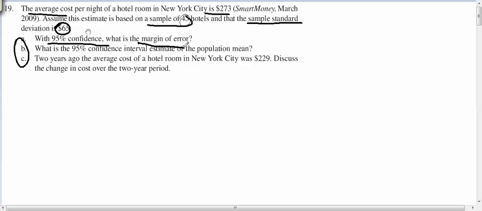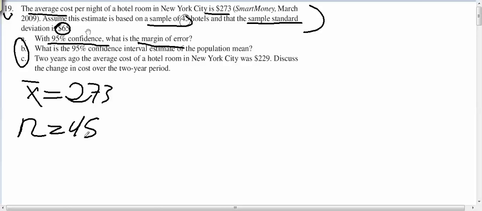Well, in order to start answering the question, we must understand the statements. So how can we write this in numbers? How can we convert this essay into numbers? Well, the average cost is 273. Sample of 45 hotels, that would be n equals 45. And the standard deviation of 65. With these three pieces of information, we will be able to answer all three questions. So let's get started with A.